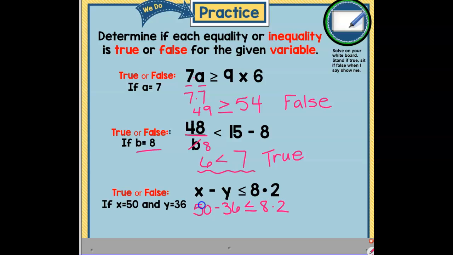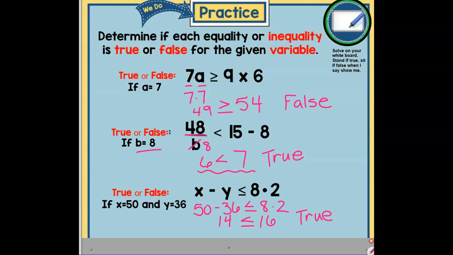50 minus 36, well, I'm going to count up: 36, 46. That's 10 more, and then I need 4, so I'd be at 14. Is that less than or equal to 8 times 2, 8, 16? Is 14 less than or equal to 16? Is that true or false? 14 is definitely less than 16, so this would be a true statement.